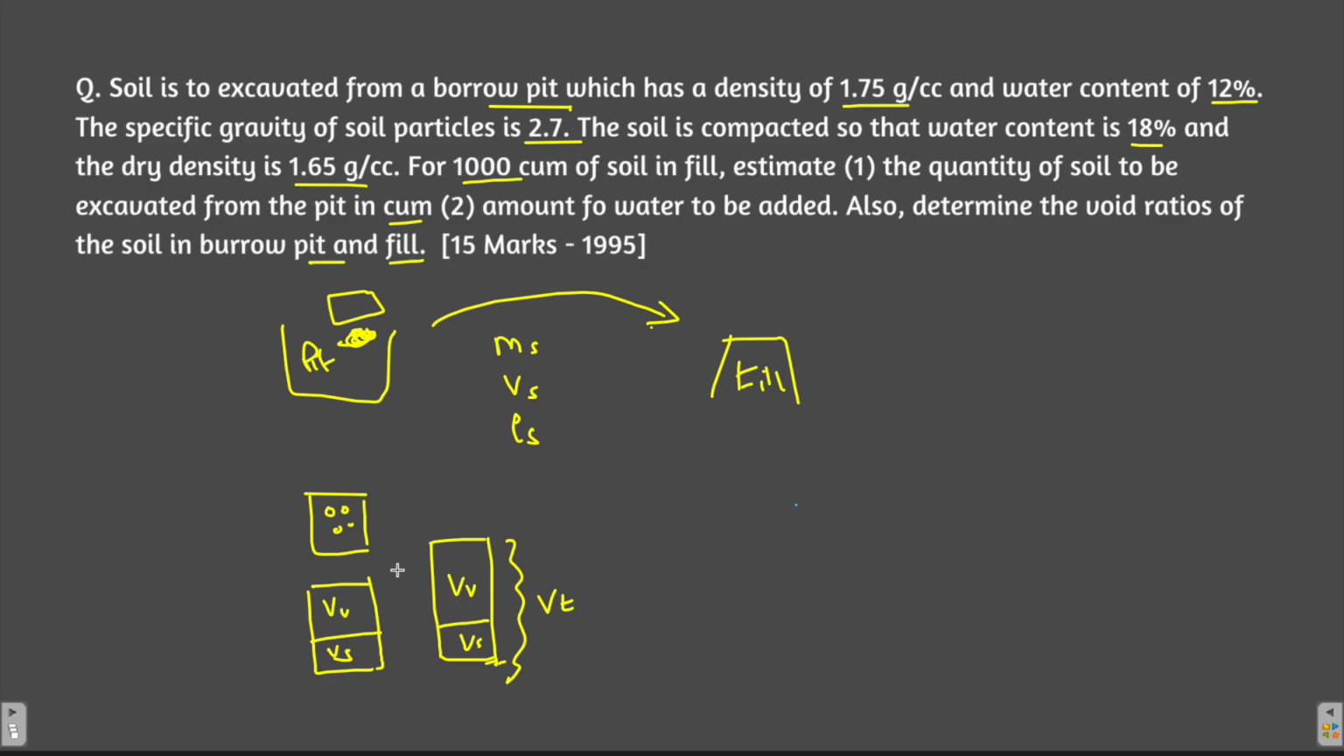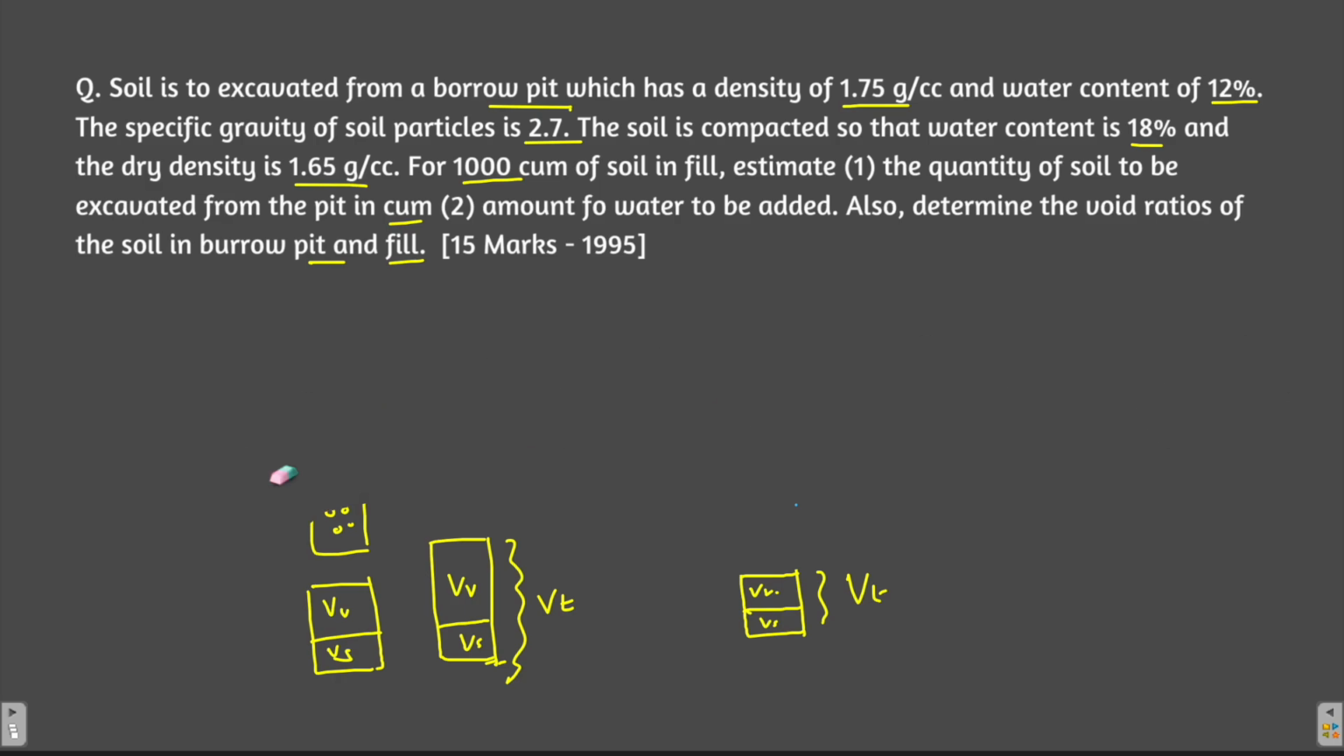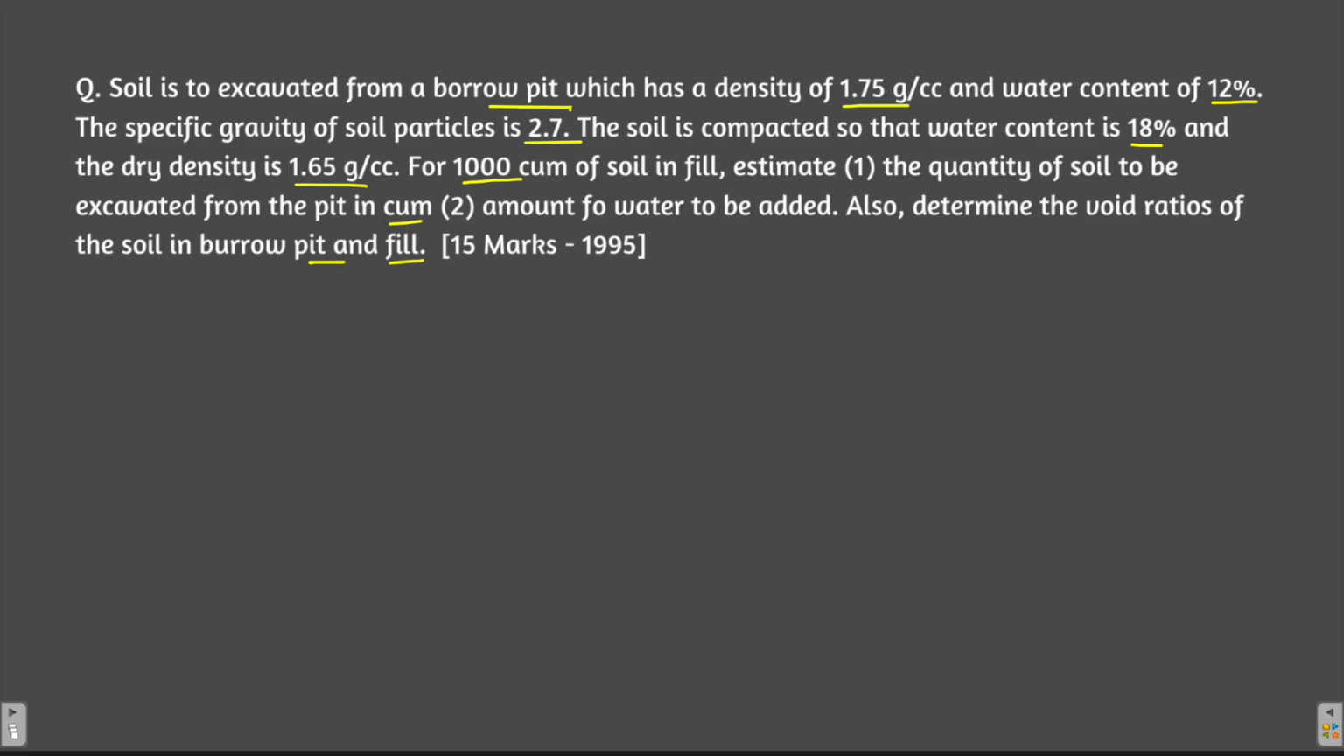Now you are filling the same soil in the fill and compacting it. While compacting, you are decreasing the air present in the soil. So the volume of solids will remain the same, but the volume of voids will decrease. The total volume of the soil will decrease, but what will remain the same is the volume of solids. This is one of the important concepts we are going to apply here. Now let's start with the question.